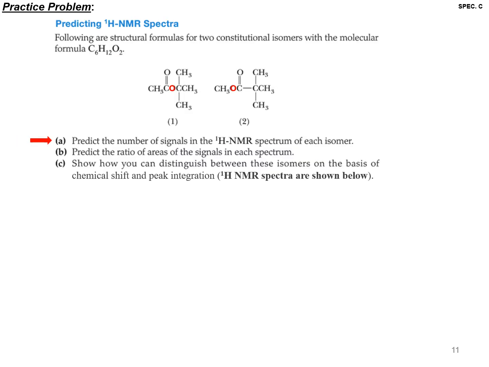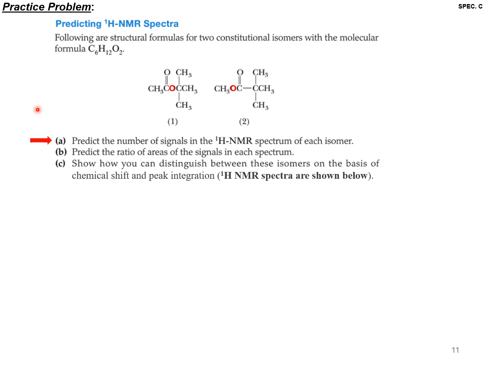All right, use your knowledge of chemical shift and integration in order to solve this problem. We have 2 molecules, 1 and 2. They're isomers of each other. They only differ in the position of the oxygen, labeled in red. First, predict the number of signals in the proton NMR spectrum of each isomer.